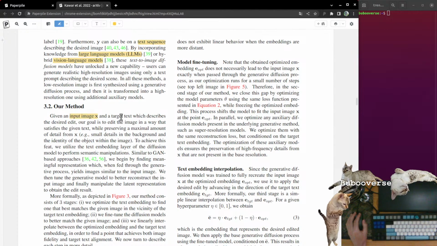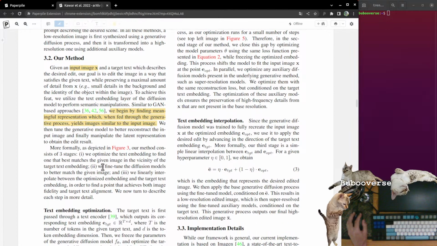Input image X, target text, maximum amount of detail. To achieve this, we utilize the text embedding layer of the diffusion model to perform semantic manipulations. We begin by finding a meaningful representation which, when fed through the generative process, yields images similar to the input image. This is the step B that we didn't quite understand, or the second part of step A that we didn't quite understand.